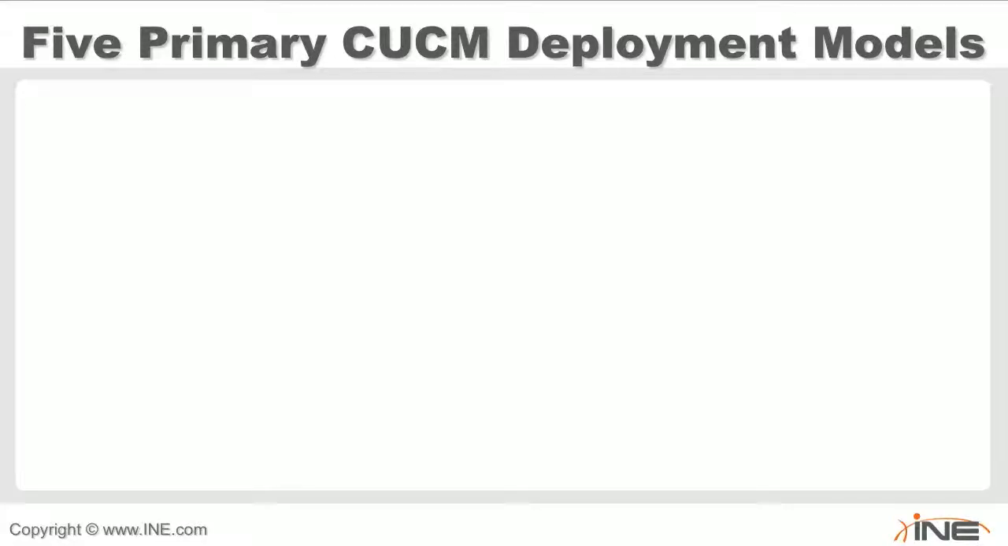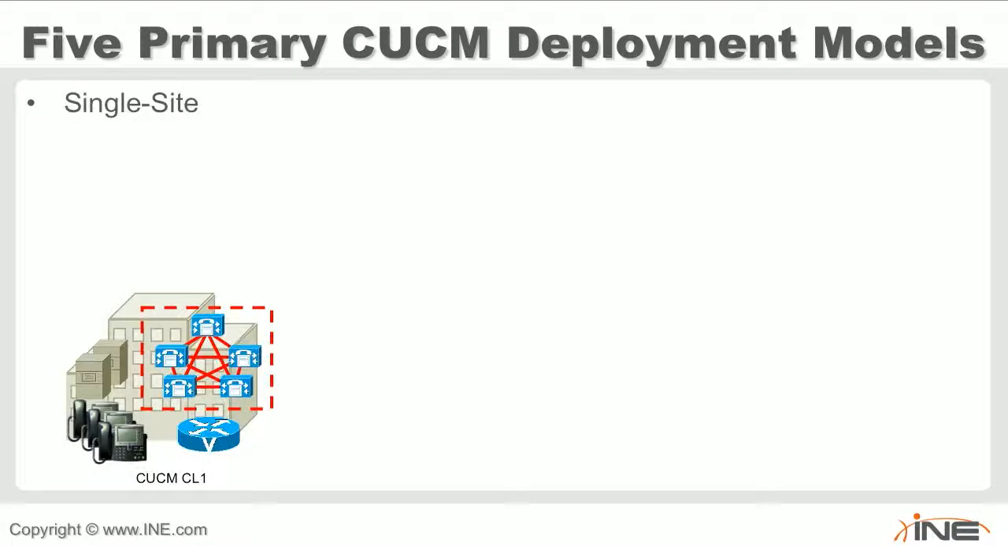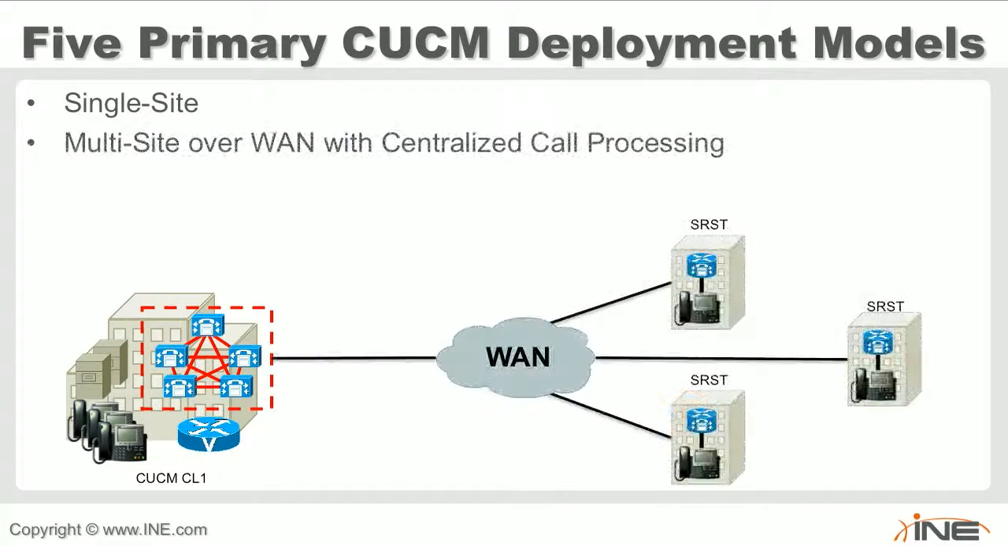So now we want to move into a topic and discuss deployment models. There's really 5 primary deployment models. We start with a simple single site. Okay, so we've got a cluster of servers. How many servers are in that cluster doesn't necessarily matter for the deployment model, but we only have a single site. Single cluster, single site. Next, we have the deployment model of multi-site over the WAN with centralized call processing.